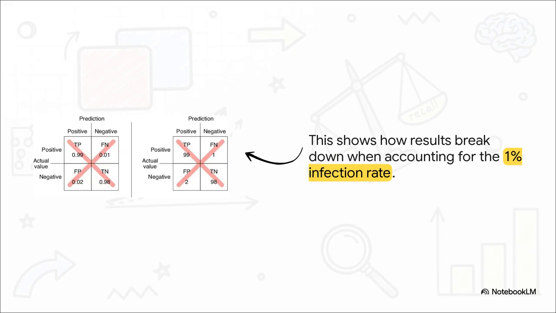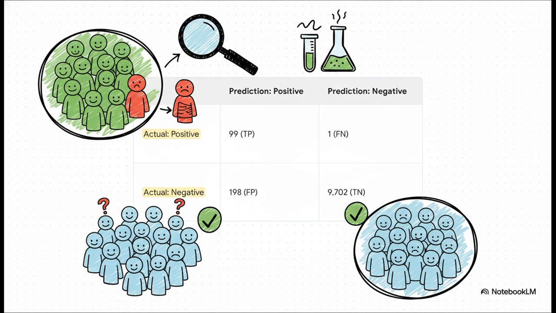Right, so let's actually map this whole thing out. We start with our 10,000 people. We know that 1%, so 100 people, really do have the disease. And that means the other 9,900 don't. Now let's just apply the test success rates to each of those groups. And here it is, our final confusion matrix.